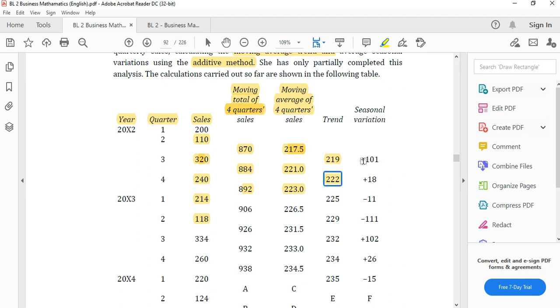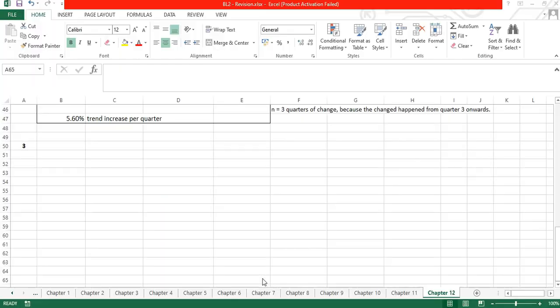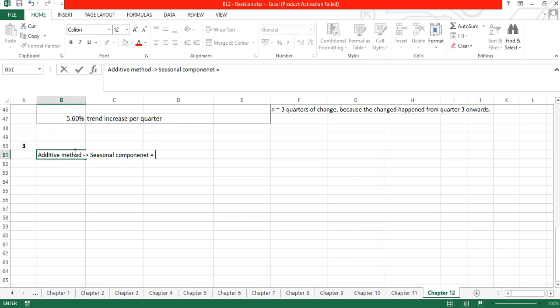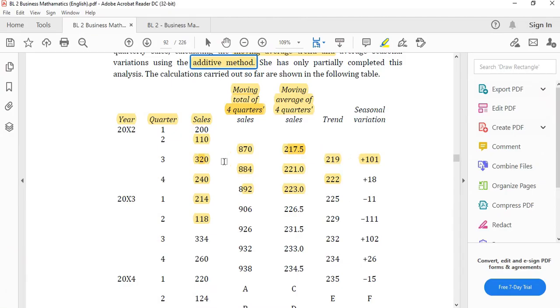Okay. Then take your seasonal variation. Now seasonal variation in additive method. What is the equation we learned? Seasonal component under additive method. Seasonal component equals actual minus trend. The actual is now 320. See, it is right next to the third quarter's number. That's how they have taken the difference.